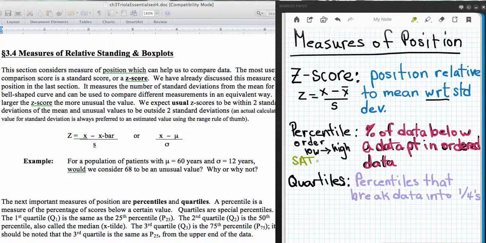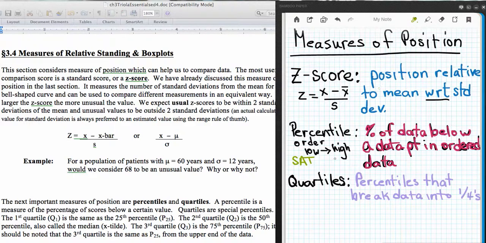So if you got a 95, that doesn't mean that you got 95% of the questions correct. You could have gotten 2 of the questions correct and got a 95th percentile. The 95th percentile says that out of all the people that took the test, 95 of them scored lower than what you scored on your SATs. So those are percentiles. Now a quartile is a special percentile, and a quartile is percentiles that break the data into quarters. So we have the 25th percentile, the 50th percentile, and the 75th percentile being our quartiles.